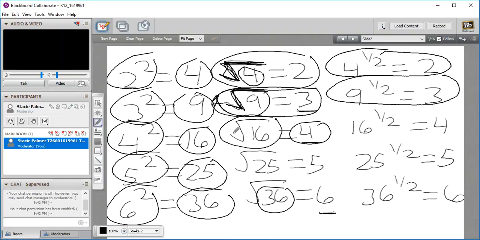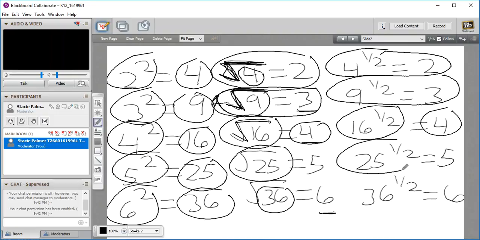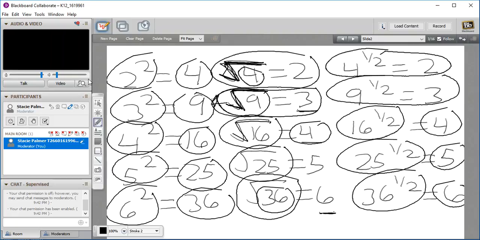So if we have the square root of 16, another way we can write that is 16 raised to the 1/2 power, and that answer would be 4. If we have the square root of 25, another way to write that is 25 to the 1/2 power, and that would be 5. Let's say we have 36 to the 1/2 power. That's the same thing as the square root of 36, and we know that that answer would be 6.